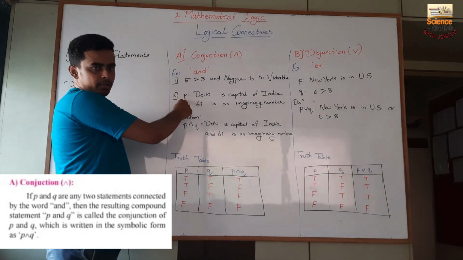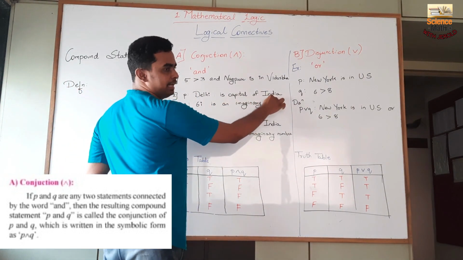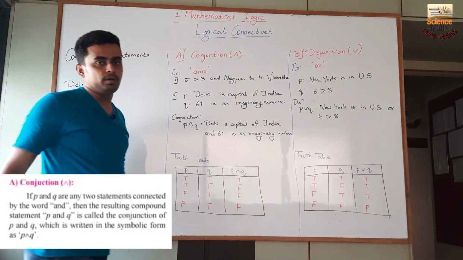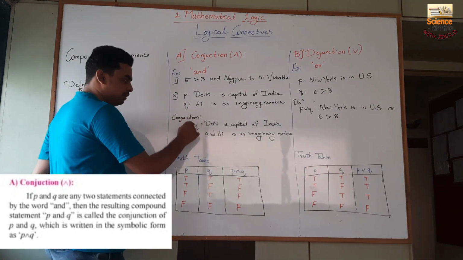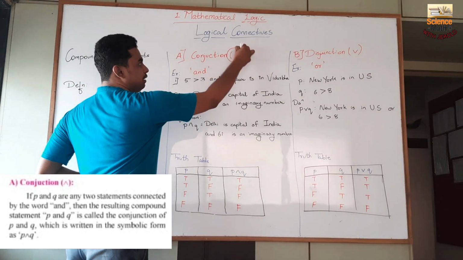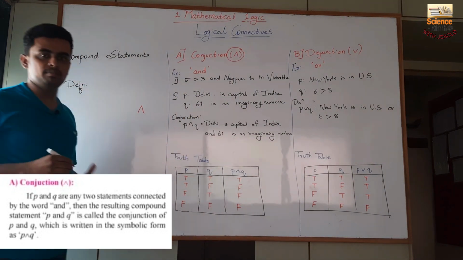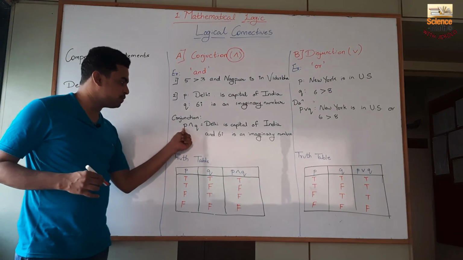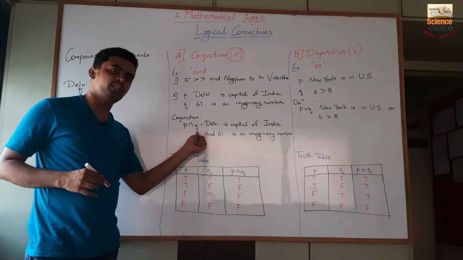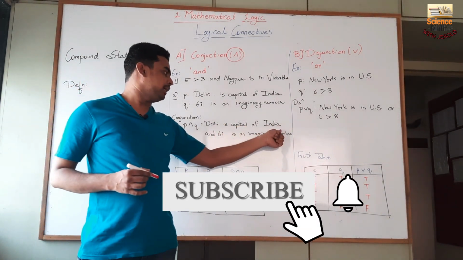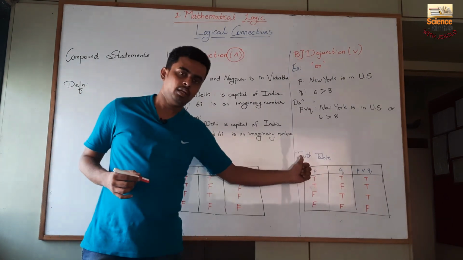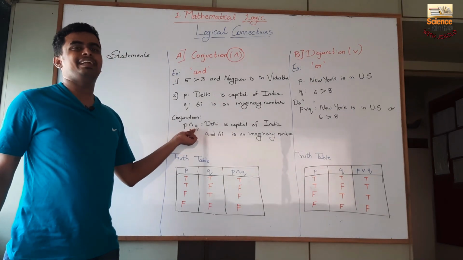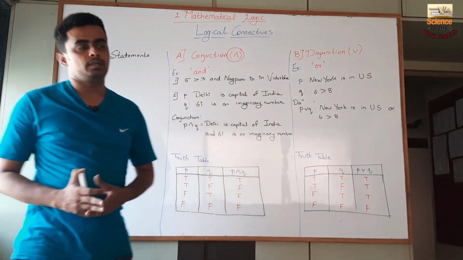Let us see another example. If P is my statement, Delhi is the capital of India, and Q is my statement, 6i is an imaginary number, then conjunction is denoted by an upside down symbol. When they come together, P and Q, or P conjunction Q, is: Delhi is the capital of India and 6i is an imaginary number. So two statements P and Q combined with the connecting word and become a conjunction.